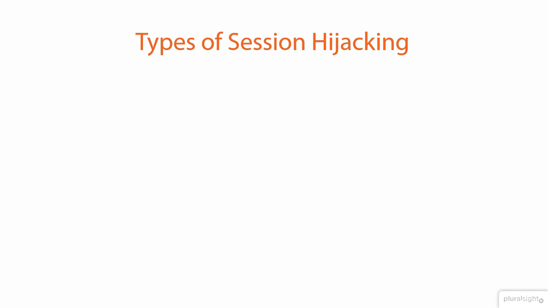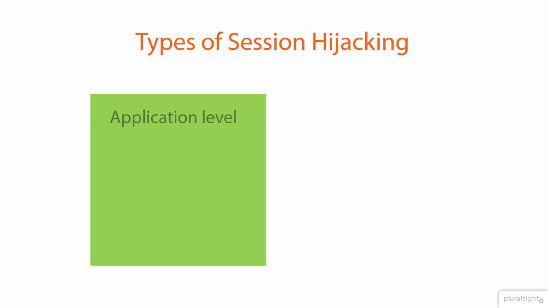When we talk about session hijacking, and particularly as I cover it in this course, it's going to get broken down into two main categories. And the first category is application level hijacking. Now, when we talk about application level hijacking, we're often talking about an application such as a web application. So effectively a web server that's serving up HTML over HTTP on the web.